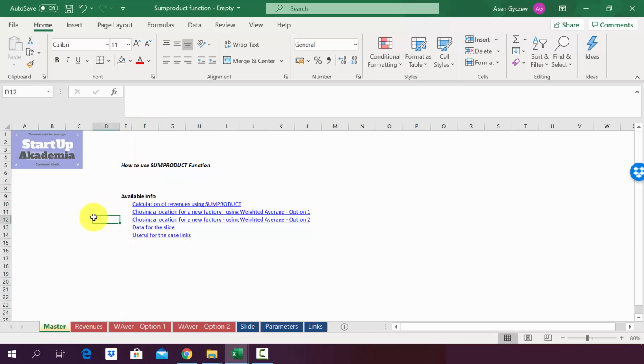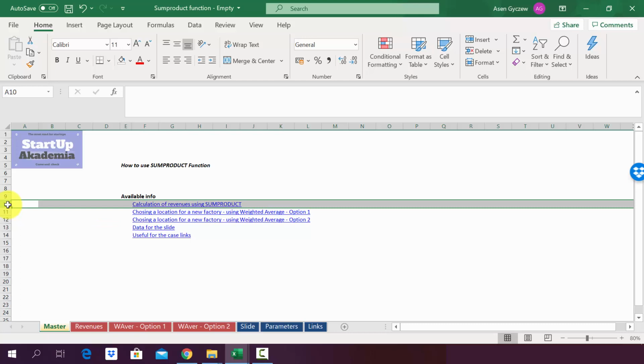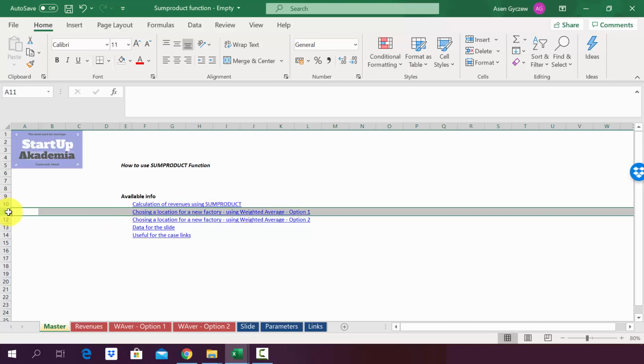We'll do now two things. So first of all, I will show you how to use the Sumproduct to calculate certain things faster. And also we will talk about how to use Sumproduct to calculate the weighted average. So let's go first and try to calculate revenues faster.